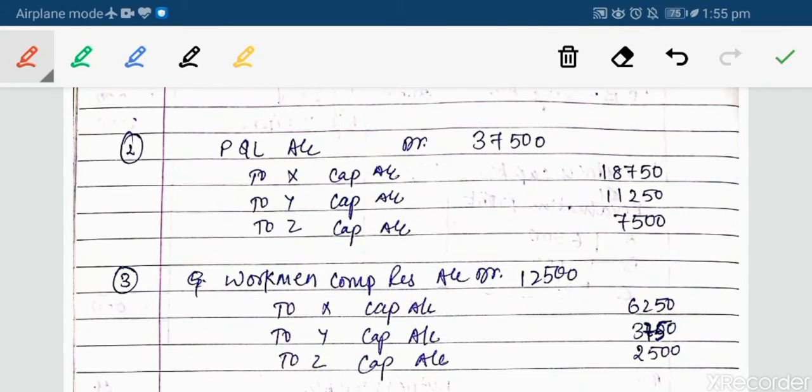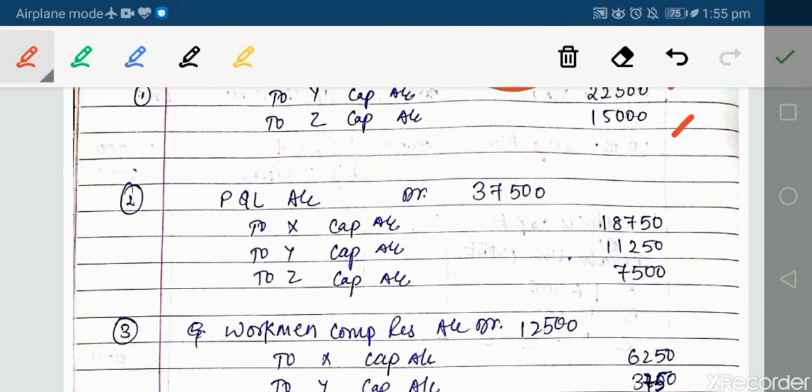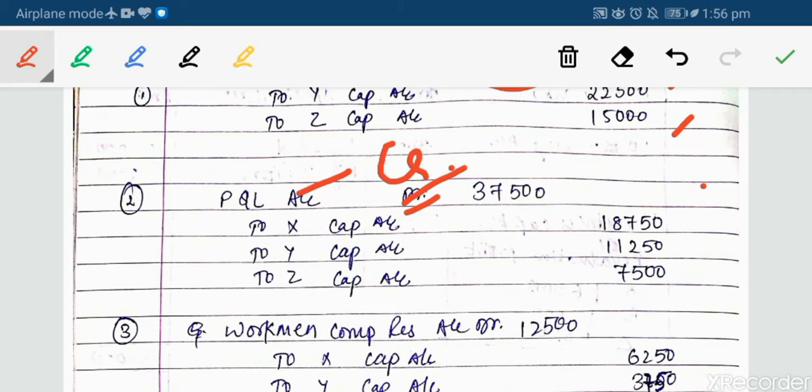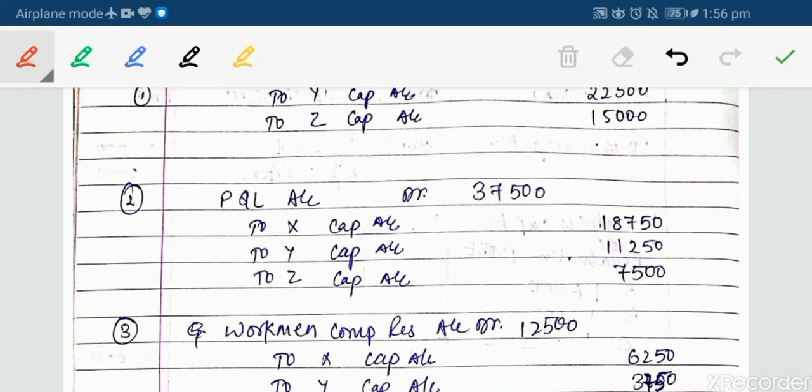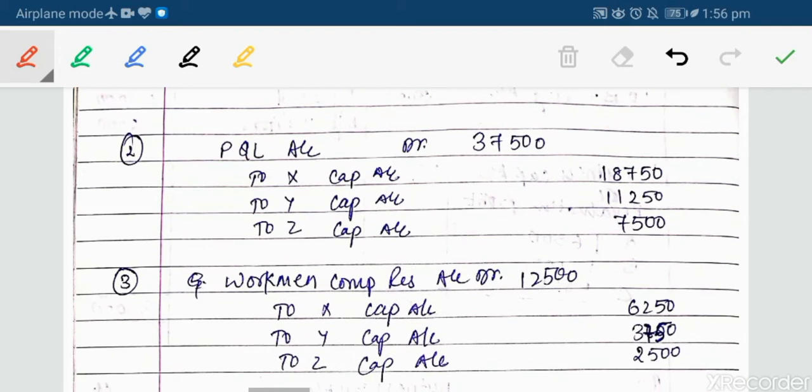Next, the profit and loss account was also given to us. But the profit and loss account was given as a credit balance, remember. So in order to write it off, we need to debit it. So the profit and loss account will be debited by 37,500 to X's capital account, Y's capital account, and Z's capital account in their old profit sharing ratio. You can divide it, and it comes to 18,750, 11,250 and 7,500.